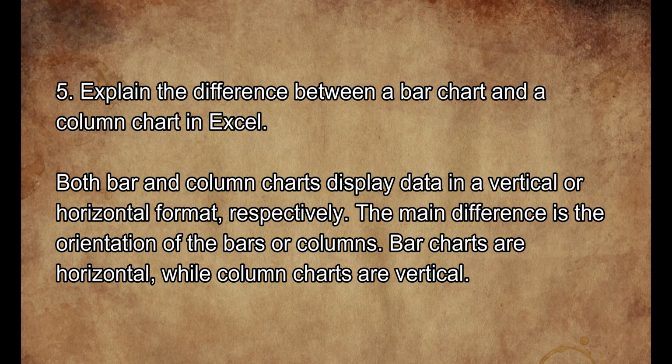5. Explain the difference between a bar chart and a column chart in Excel. Both bar and column charts display data in a horizontal or vertical format, respectively. The main difference is the orientation of the bars or columns. Bar charts are horizontal, while column charts are vertical.